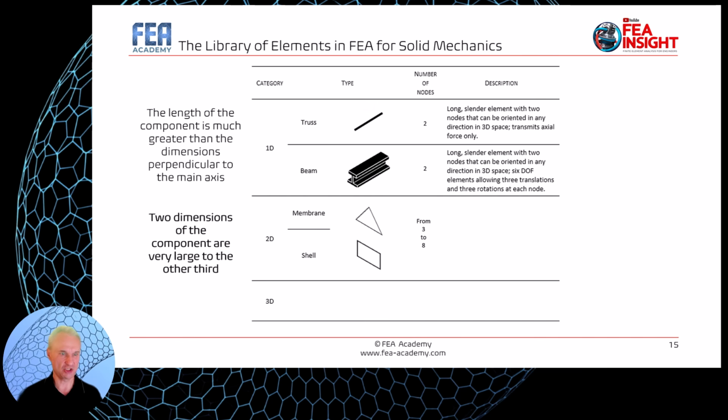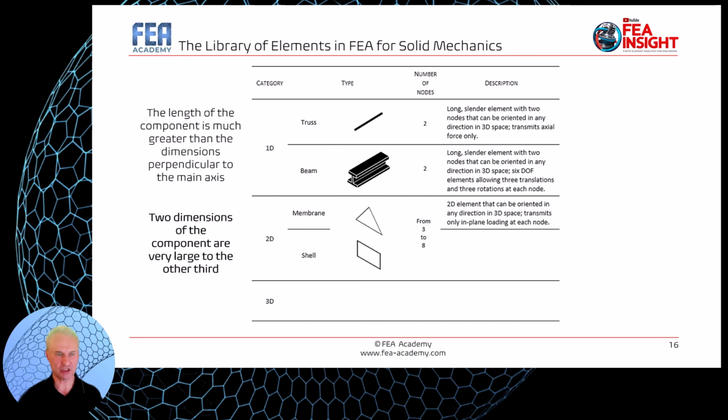For the 2D elements, they have 2 dimensions, okay? Two dimensions of the component are very large compared to the third. Typically, they are membrane or shell elements. They can have between 3 and 8 nodes.